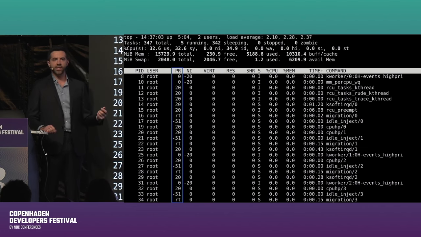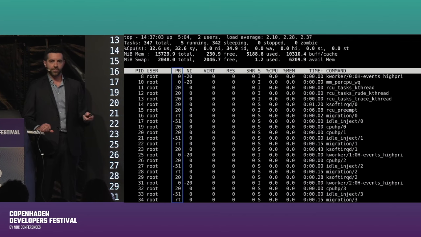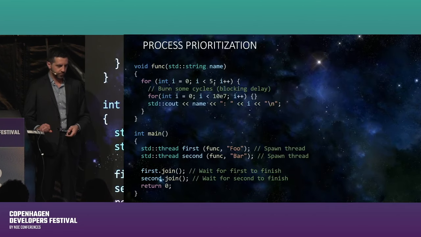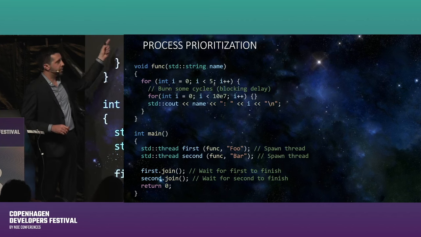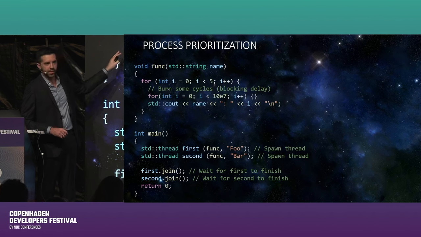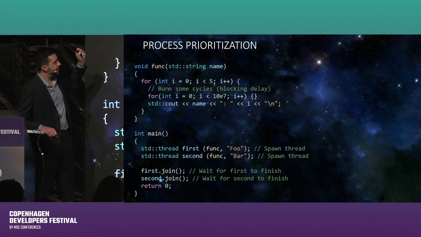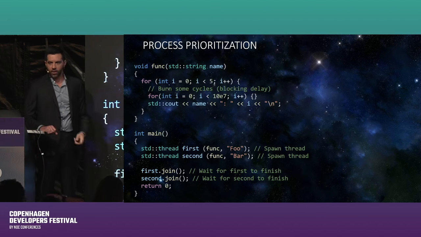But how do we actually do this in our own programs? If we're not running a bunch of different processes, instead I have several different threads in my program that have different levels of priority, how do I do that? And you can see this issue with some basic C++ code here. This is just a simple function that is burning a bunch of cycles. It's not sleeping the thread, it's actually just looping. And we're spawning 2 of these at once.